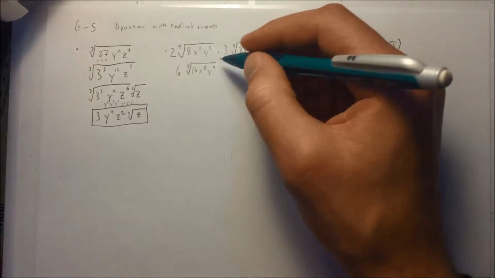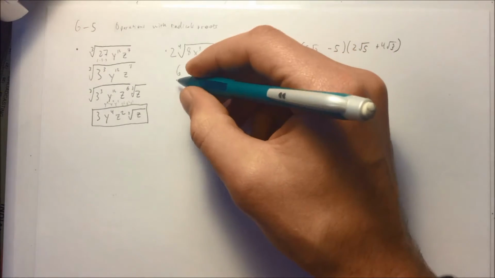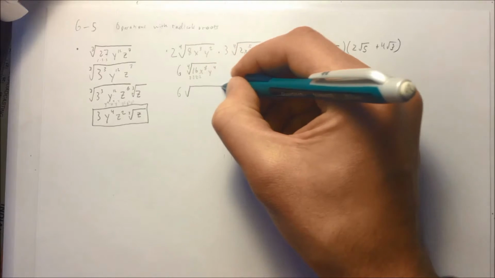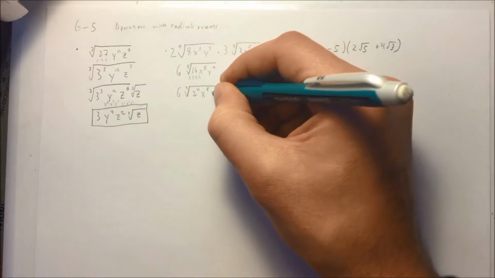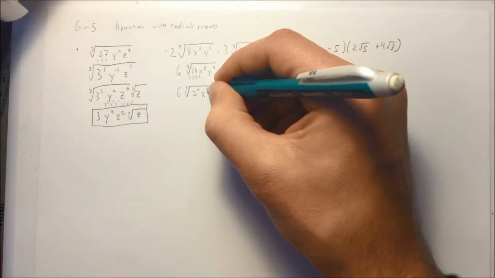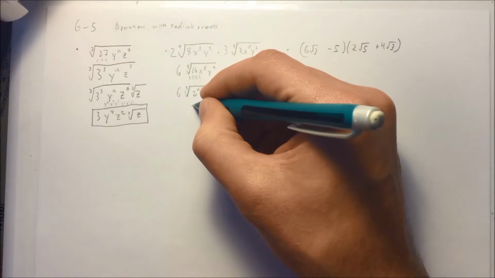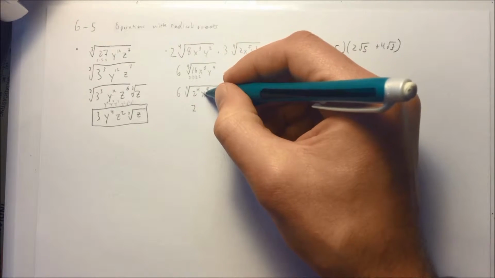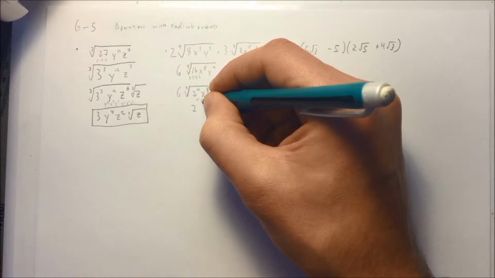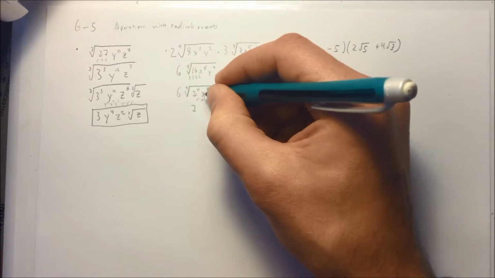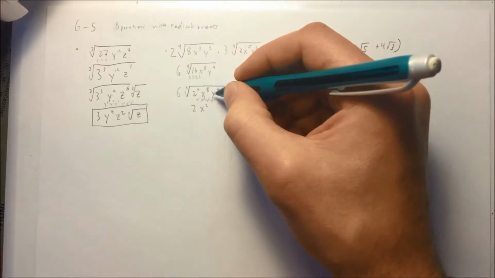Now, I've got to take the 4th root of this. Well, let's rewrite 16: 2 times 2 times 2 times 2. Hey, that's 2 to the 4th. So we have the 4th root of 2 to the 4th, x to the 8th, y to the 4th. Now, what's the 4th root of 2 to the 4th? That's just going to be 2. What is the 4th root of x to the 8th? Well, that's x squared times x squared times x squared times x squared. So that's got 4 of those, so it's x squared.